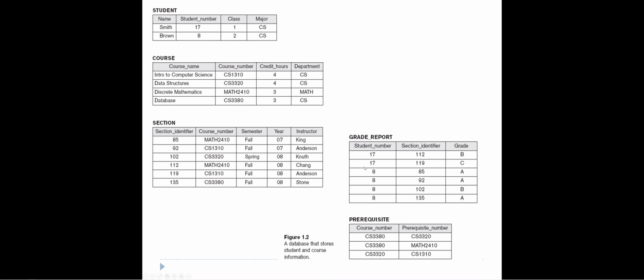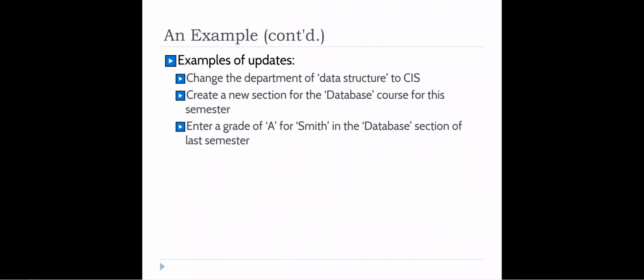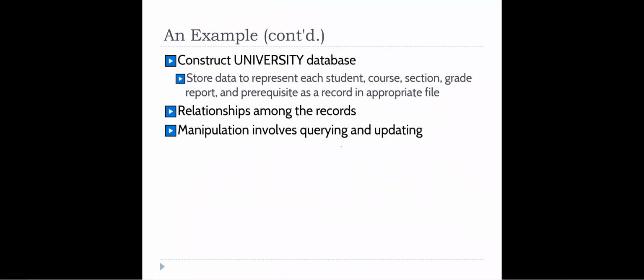Also, we can see that in grade report, every grade has a student number and section identifier. Let me grab the pen again. The student number is coming from up there. The student number, excuse my writing, I'm using the mouse. And the section identifier is coming from here. So that's also another relationship between this table and these 2 tables, the student and section. So we can see some relationships between the tables, which will be, inshallah, clear in the coming lectures.